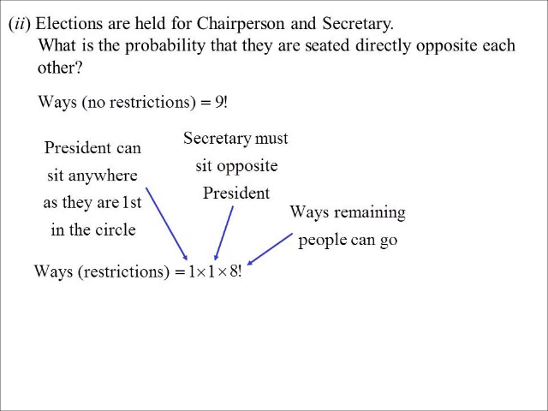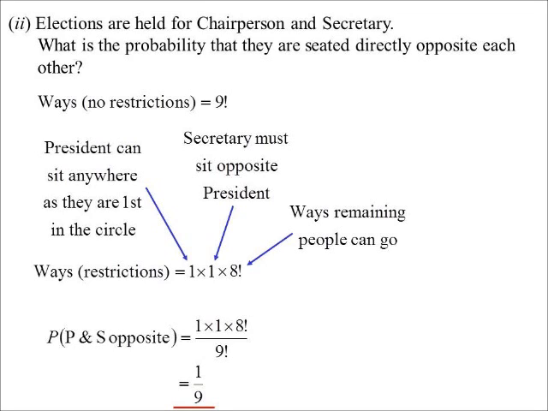That leaves us with 8 people to sit. But it's no longer a circle because we've already placed objects in, so we've defined the spots. So it's like a line now, 8 factorial, 8 objects going into these spots. So 1 times 1 times 8 factorial over 9 factorial, which gives us 1 in 9.